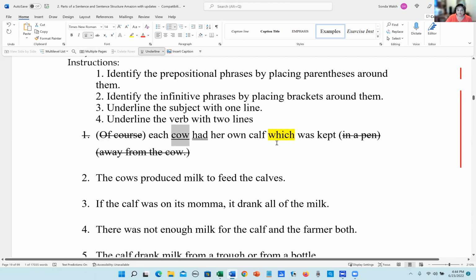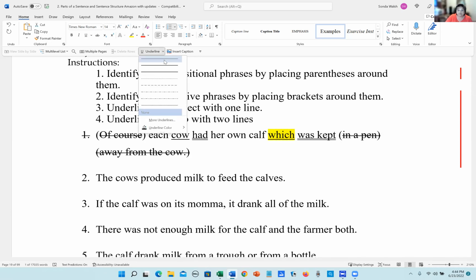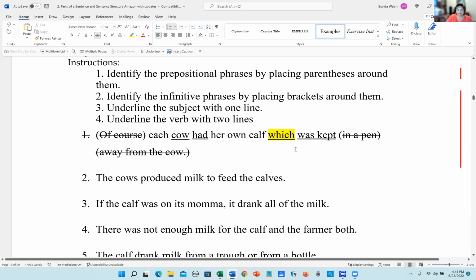So cow had. Now I'm going to come back over here and I have "was kept." I'm going to underline that twice and I ask myself what was kept, and the word "which" is a relative pronoun which is acting as the subject, and it starts a new clause. So this one we have 1, 2, 3, 4, 5. Okay.